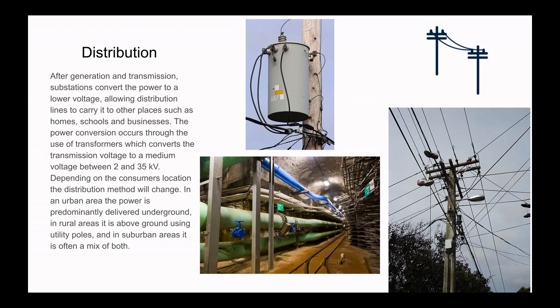For example, in an urban area, the power is predominantly delivered underground, as can be seen in the picture on the bottom left. In rural areas, it is above ground using utility poles, which can be seen in the picture on the bottom right. And oftentimes in suburban areas, it is a mix of both.